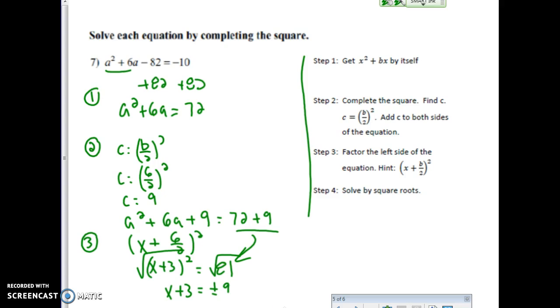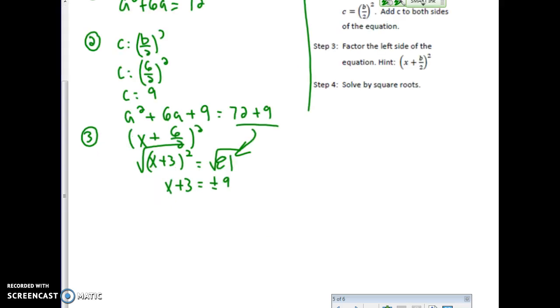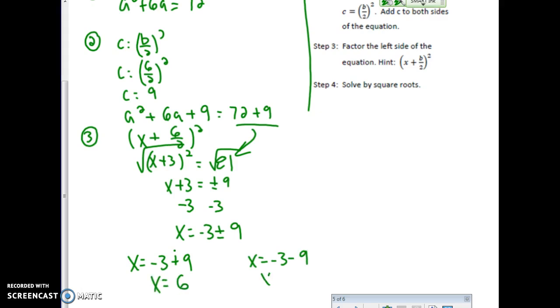And then I'm going to subtract 3 from both sides. So I got x equals negative 3 plus or minus 9. So that means I got x equals negative 3 plus 9 and x equals negative 3 minus 9. So I get x to be positive 6 and x to be negative 12. Okay? Let's look at another example.